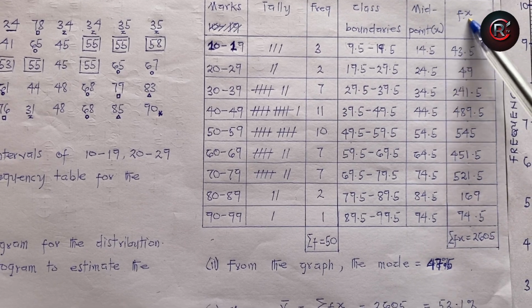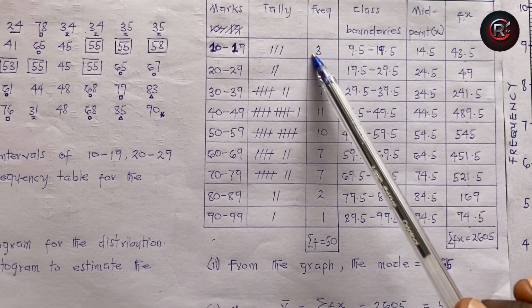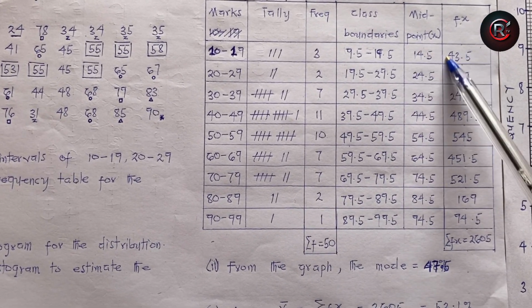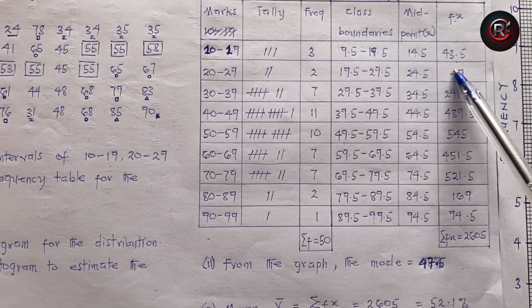The next thing is we need to get frequency times midpoint. So we have frequency times our midpoint, and that will give us this. This times this, we write it.